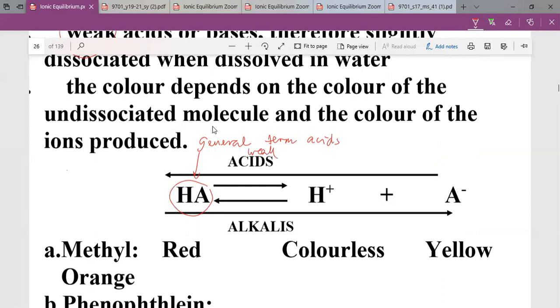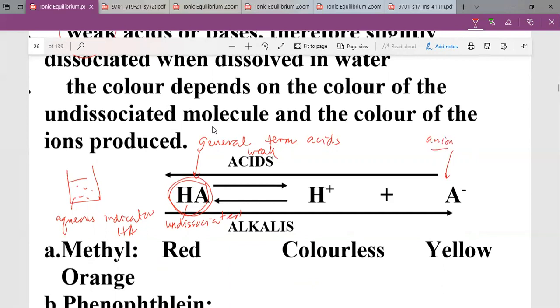That means in an aqueous solution of the indicator, which is a weak acid HA with water, it will dissociate. So inside there are three species: the acid HA, which is undissociated, H+, and of course your anion A- from your acid.